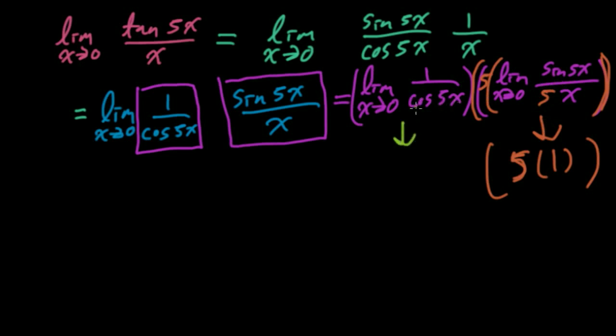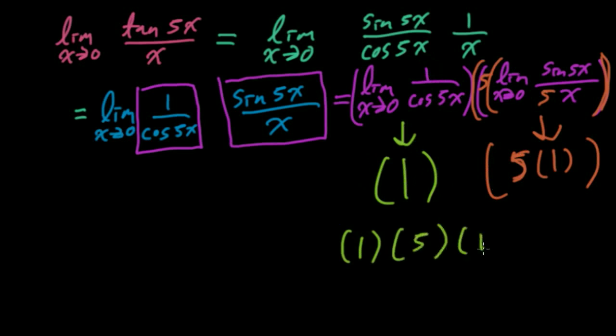So this is going to simplify to, actually, I don't even have to write the limit again. We're just going to say that this simplifies to 1 over 1, or simplify that even more to just 1. So our final answer is going to be 1 times 5 times 1, which is just 5. So that is the answer. The limit as x approaches 0 of the tangent of 5x divided by x is 5.